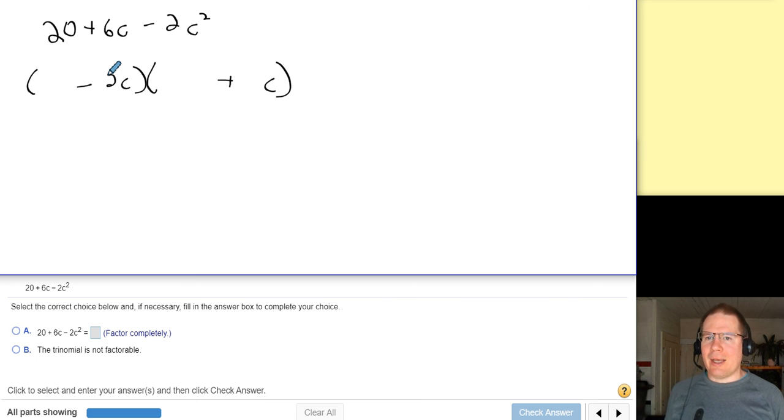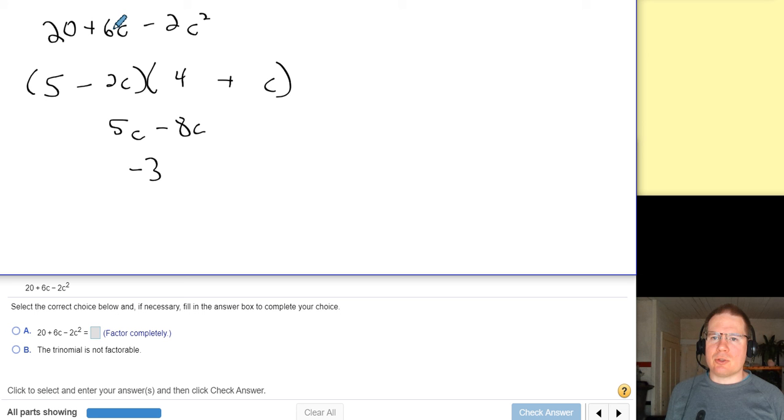All right, 20, I can't put an even number here, so let me do 5 and 4 and see if that works. 5 times 4 is 20. 5 times c is 5c. Negative 2 times 4, that's negative 8c. Negative 2 times c, negative 2c squared. Okay, 5 minus 8, that's negative 3.